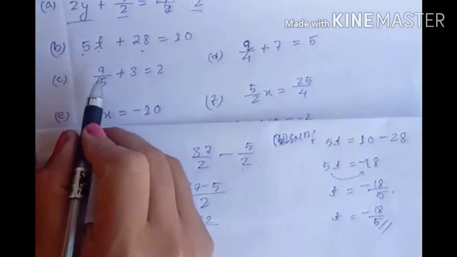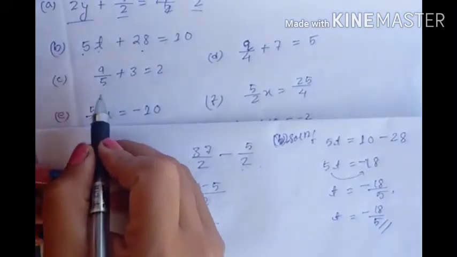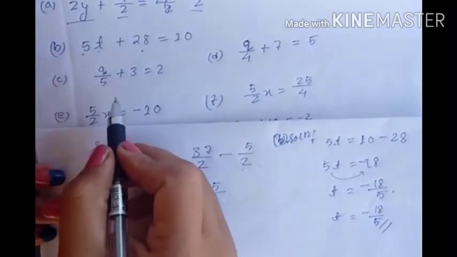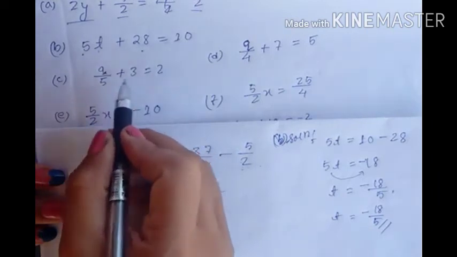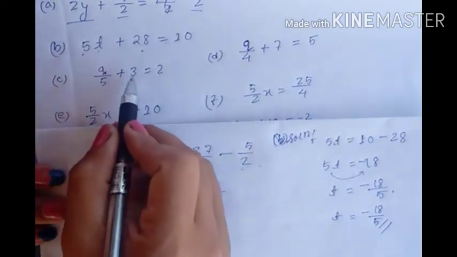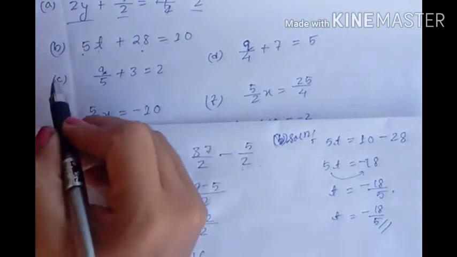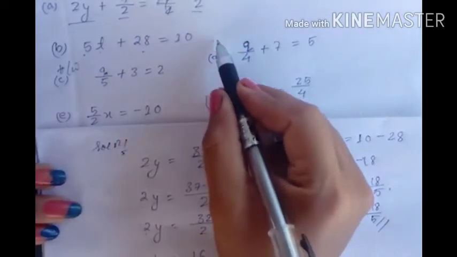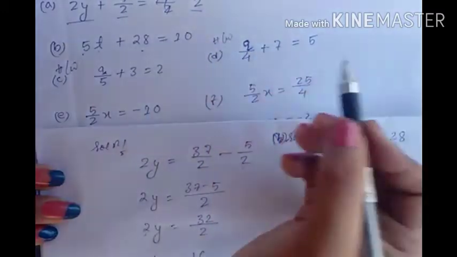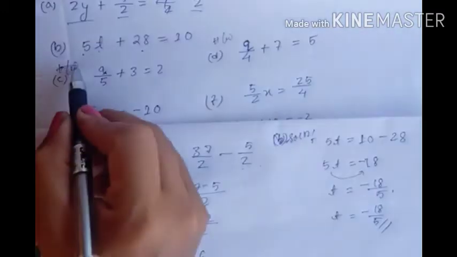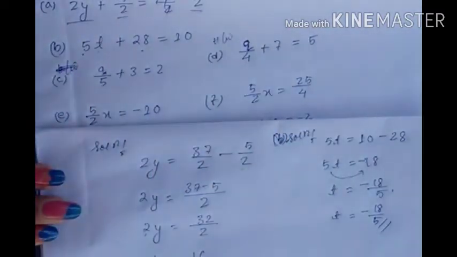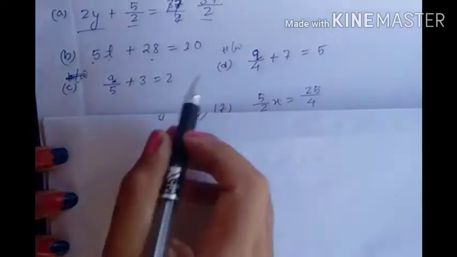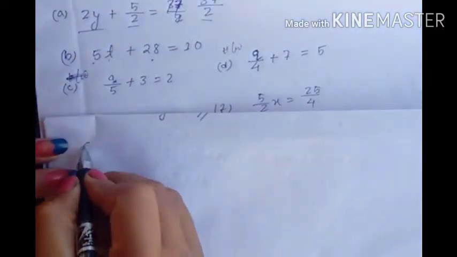Question number C is given: q upon 5 plus 3 is equal to 2. So this is your homework. This question will be homework, and D is also your homework. Okay, let me solve one question. C I will solve, D will be your homework. Question D is just like question number C, so I will solve only question number C.